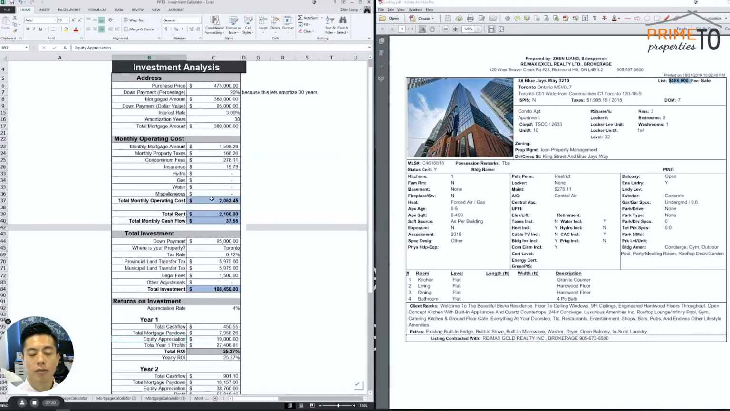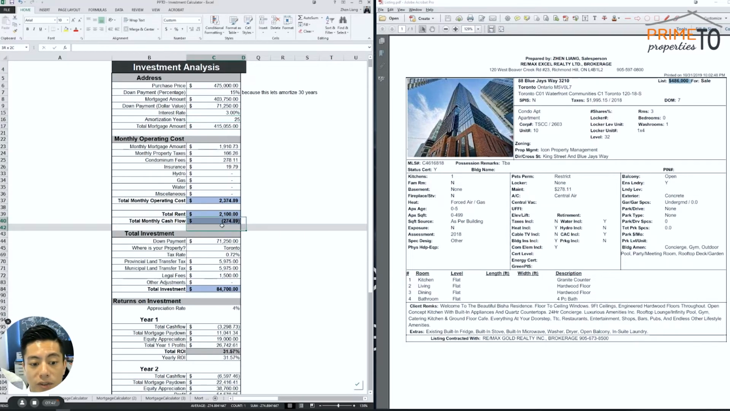I know a lot of people always ask me why you want to do 20% down. This is what I'm going to show you. If you don't do 20% down, say you do 15%, you have to incur mortgage insurance, and that's going to be built into this calculator. The other thing is you can no longer amortize this by 30 years, which means the max you can do is 25.